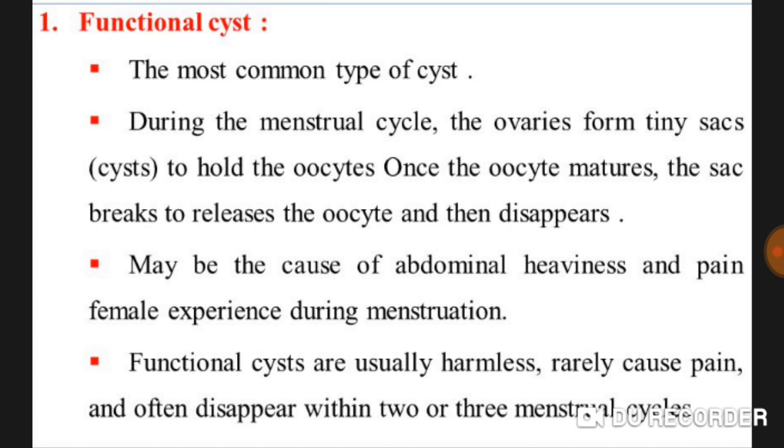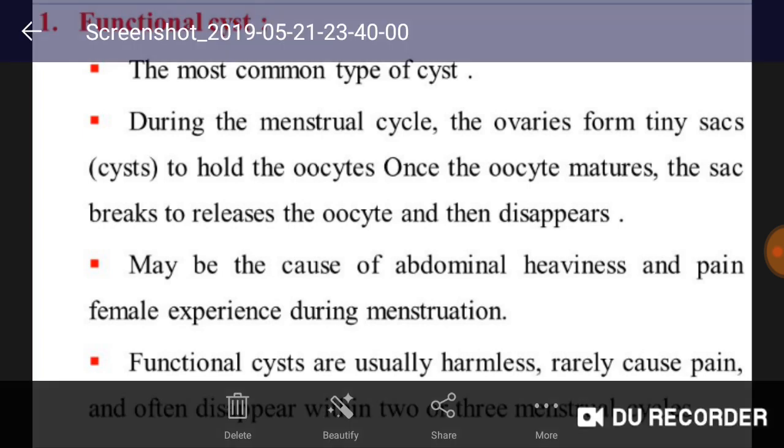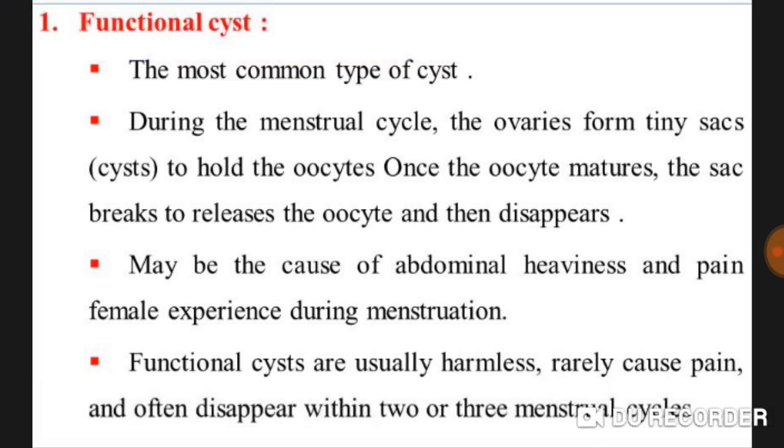and may be the cause of abdominal heaviness and pain that females experience during menstruation. In my patient, there is a minor lower abdominal pain. Functional cysts are usually harmless. This cyst is harmless, and I just assured the patient that there is no need to do anything, only wait and watch. It rarely causes pain and often disappears within 2 or 3 menstrual cycles. So I decided that this cyst would disappear and I needed to wait.